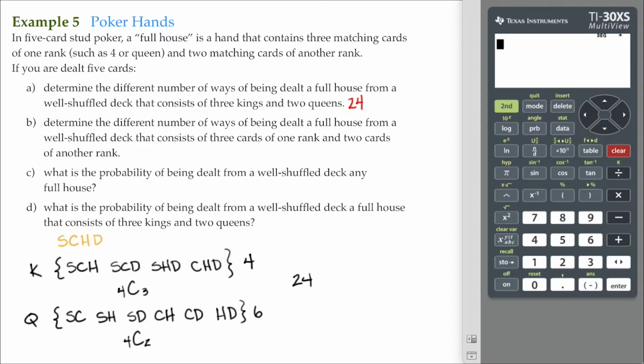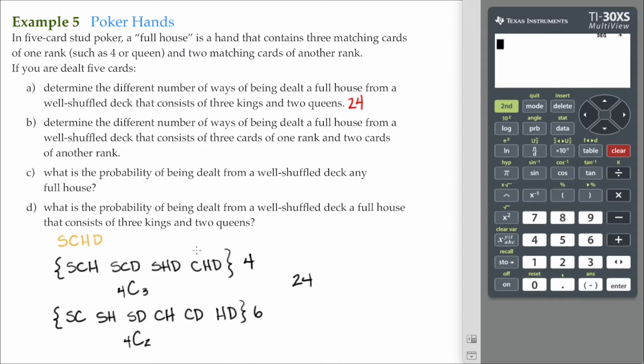For B, if you are dealt 5 cards, determine the different number of ways of being dealt a full house from a well-shuffled deck that consists of 3 cards of one rank and 2 cards of another rank. So for A, we want our cards to be 3 kings and 2 queens. But for B, they could be anything. They don't have to be kings and queens. They can, but they could be anything. So it's still going to be one of these setups for 3 of the cards and one of these setups for 2 of the cards.